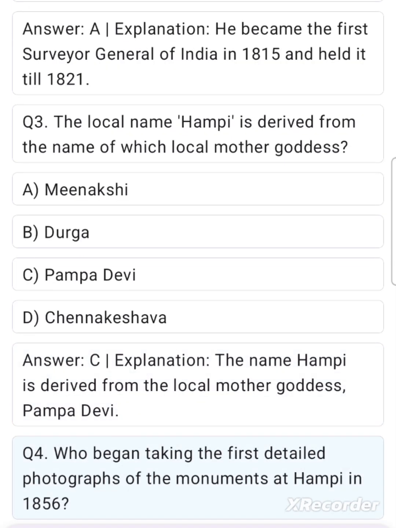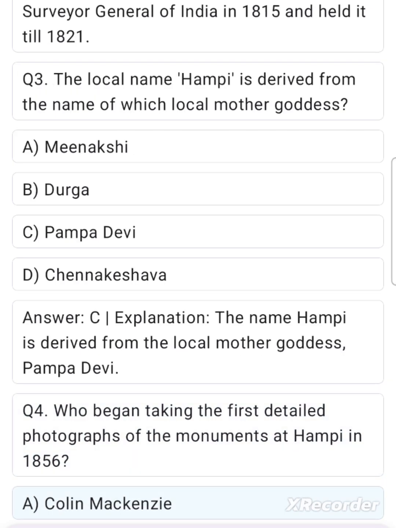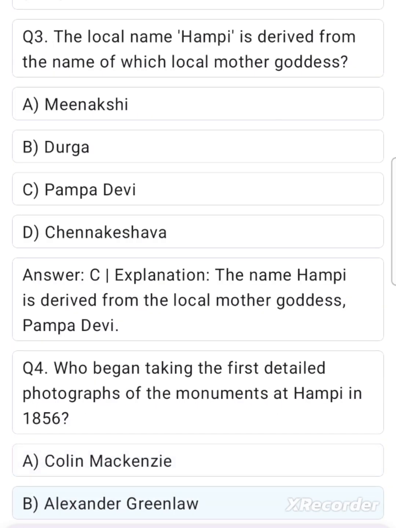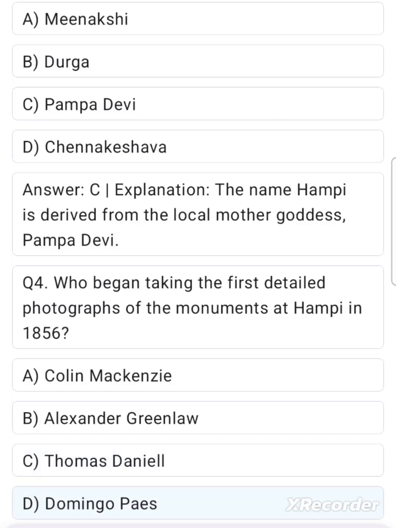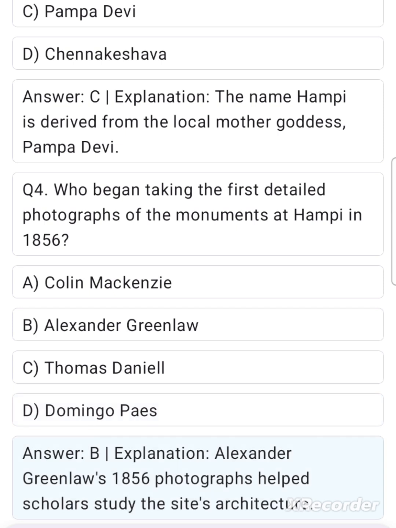Q4. Who began taking the first detailed photographs of the monuments at Hampi in 1856? A. Colin Mackenzie. B. Alexander Greenlaw. C. Thomas Daniel. D. Domingo Paes. Answer. B. Explanation. Alexander Greenlaw's 1856 photographs helped scholars study the site's architecture.